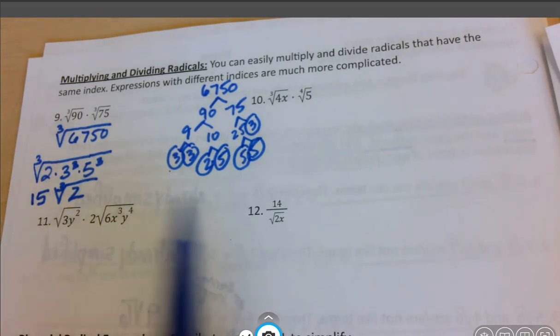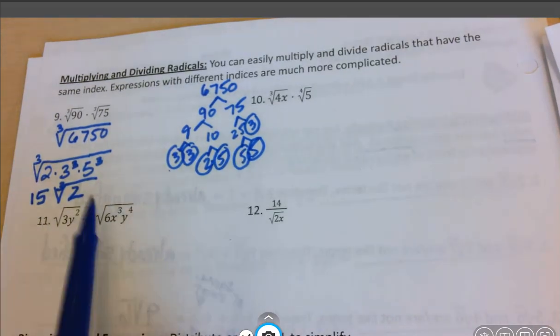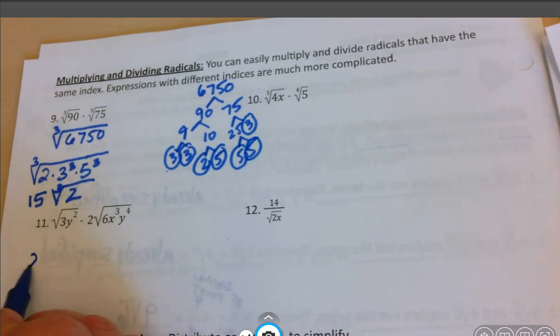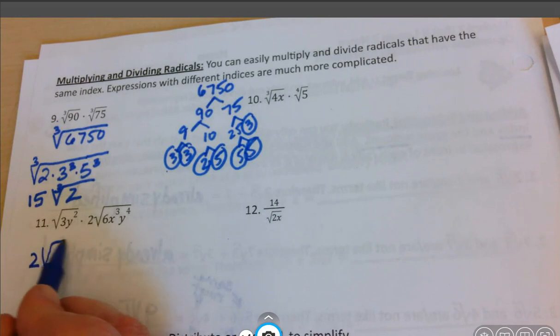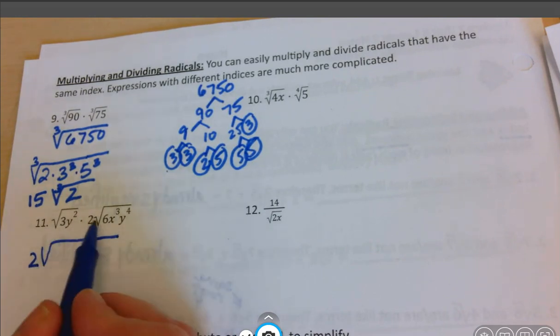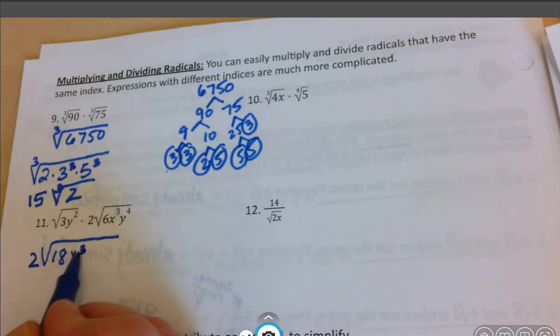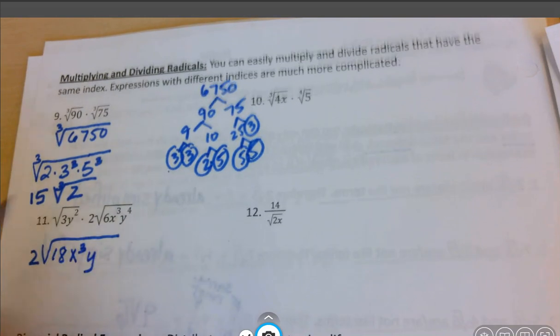All right, so we're going to do 11 because they have the same index. We're going to start by multiplying the outsides, which is just 2. And then multiply the insides. 3 times 6 is 18. X to the 3. Y to the what? Y to the 6, yep.